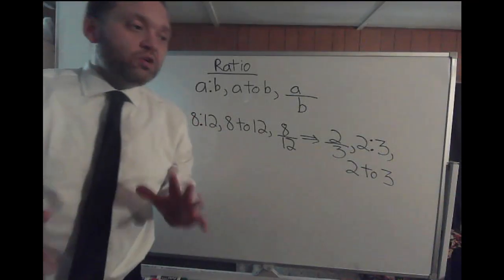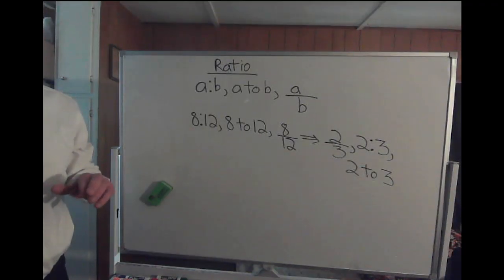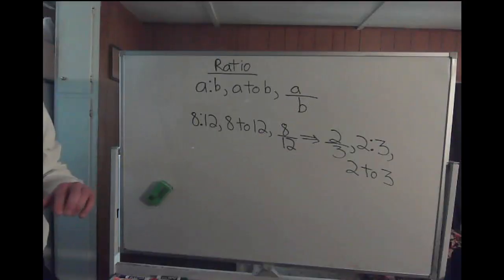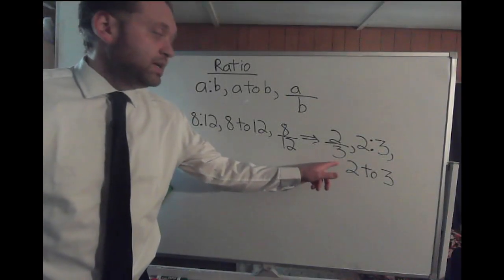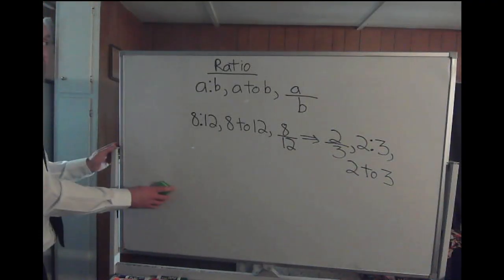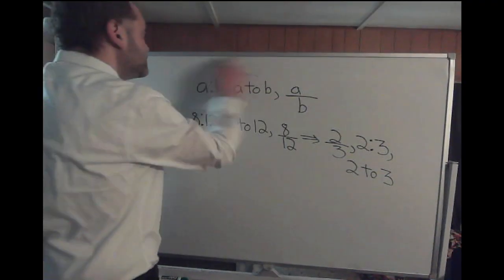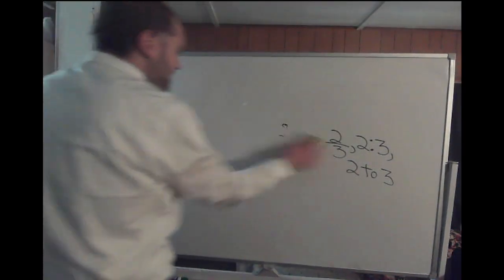A ratio generally is given in what's called simplest form, meaning the numerator and denominator are reduced as much as they can be. So 8 to 12 would reduce to 2 to 3, by the time you factor out the common fours. So let's go ahead and do a few examples here.